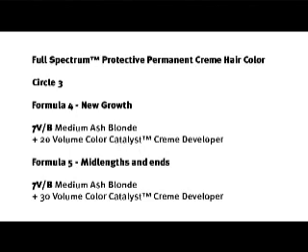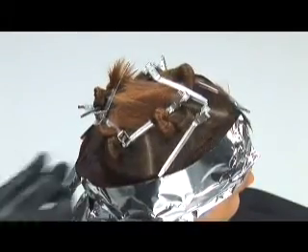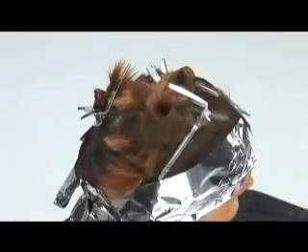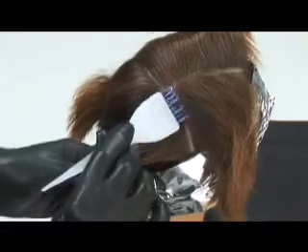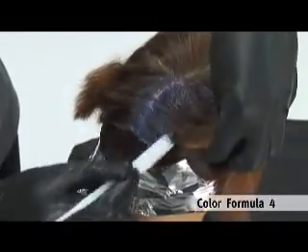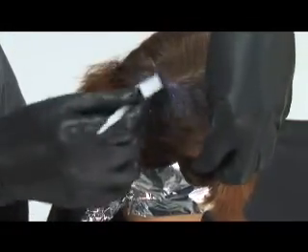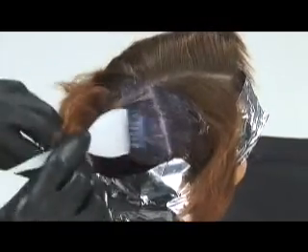Mix the color formulas for Circle 3. The remaining hair at the top of the head forms Circle 3. Begin by outlining Circle 3 with color formula 4. It's very important to overlap this color with the color in the scalp area in Circle 2 and melt the 2 colors together.